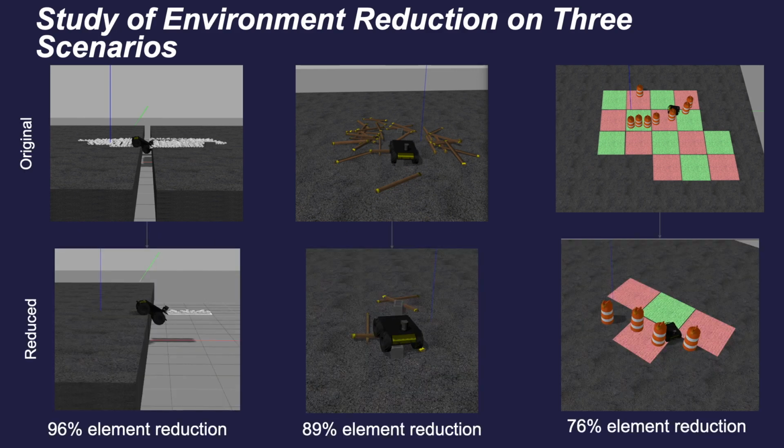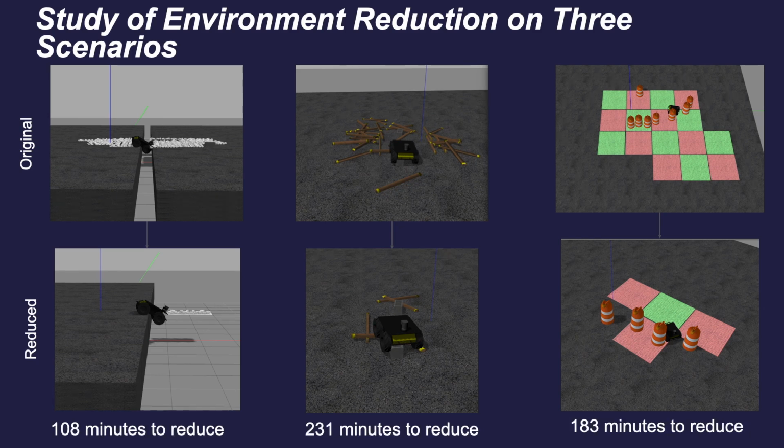Applying our technique to these 3 separate scenarios, we arrive at a collection of minimal worlds with reduction ranging from 76 to 96% in terms of environment elements. This brings us to our second research question, cost effectiveness. All scenarios had the same timeout per test run and had a similar average time to reach their failure of interest. We found that the largest cost on reduction time was the deflaking process.